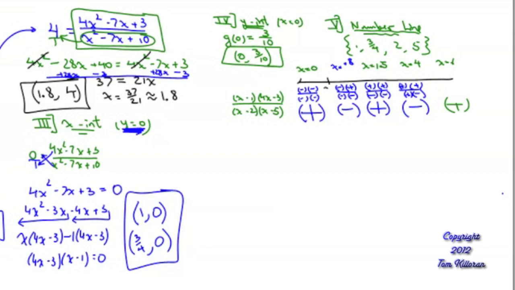Is it always positive? No. In my original problem, the one that's actually on my paper, it says negative 4x squared plus 7x minus 3. I multiplied everybody by negative, and it flips it over.